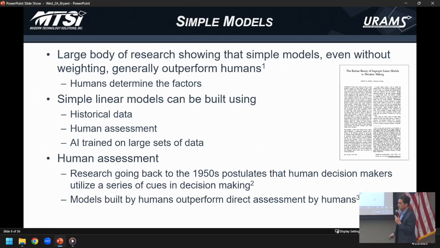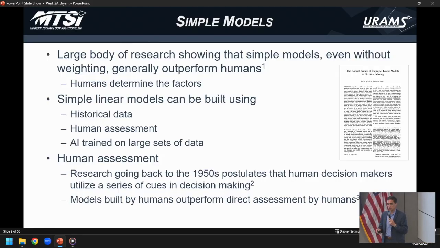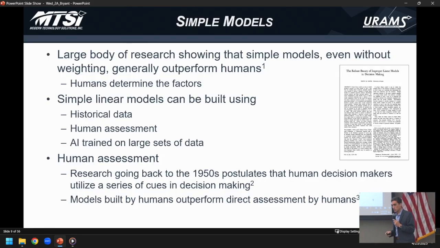Okay, so the next thing you can do if you don't have direct historical data is build simple models. There is a large body of research going back to the 1950s that shows that simple models, even without weighting, outperform humans at nearly every probabilistic decision. It turns out humans are really bad at assessing probabilities. There are a lot of reasons for this. We have a lot of biases, a lot of heuristics, a lot of issues. We're not good at it.